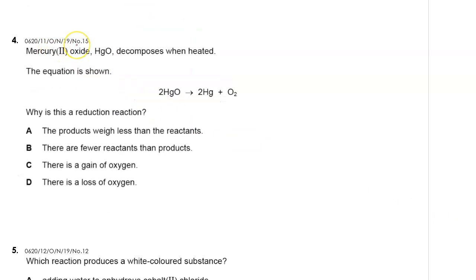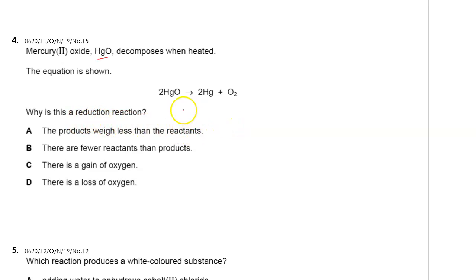Mercury 2 oxide, because this one decomposes when heated. The equation is shown. When you heat mercury 2 oxide, it decomposes to give you mercury and oxygen. Why is this a reduction reaction?